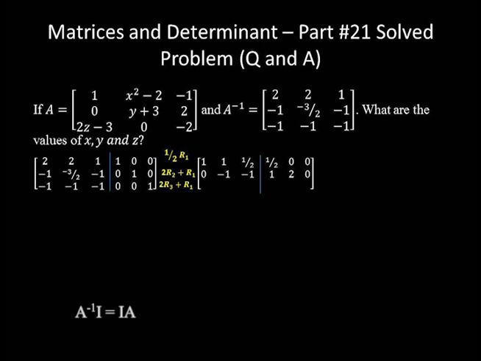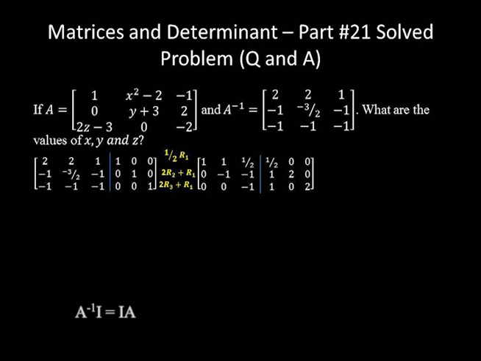Moving forward to row 3, 2 times negative 1 is negative 2. Negative 2 plus 2 is 0. 2 times negative 1 is again negative 2. Negative 2 plus 2 equal to 0. 2 times negative 1 is also negative 2. Negative 2 plus 1 gives us negative 1. 2 times 0 is 0. 0 plus 1 equal to 1. 2 times 0 is again 0. 0 plus 0 is 0. 2 times 1 is 2. 2 plus 0 equal to 2.